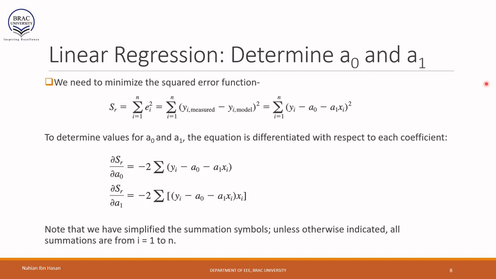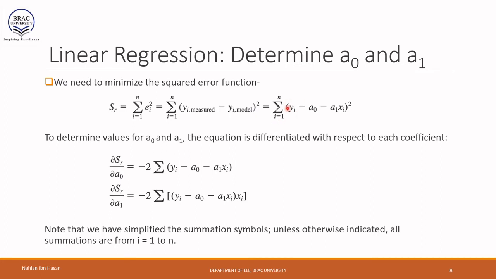So we need to minimize this error term, this summation of the square of the errors. We denote this term with a new notation, SR. It denotes the summation of the square of the error terms. So this is summation over i equal to 1 to n, that means a sum over all the data points and the error terms. Inside the summation, we take the error terms squared.